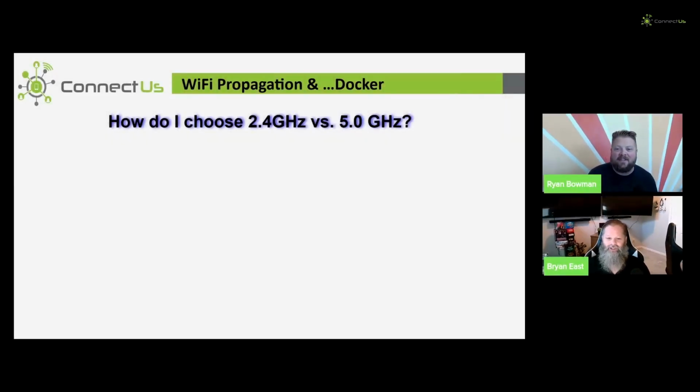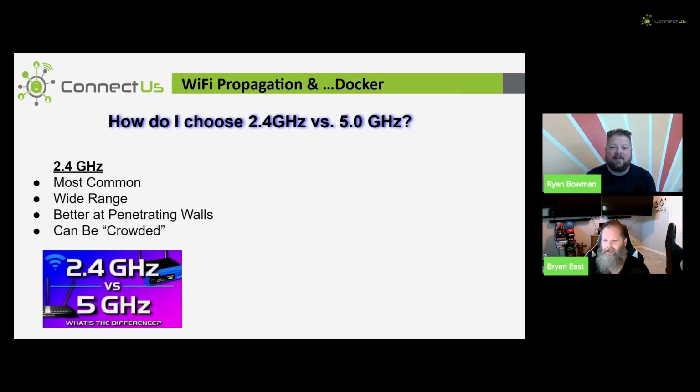Hey, and just for reference here, these two topics aren't specifically connected. They're two relatively smaller topics, so I thought we would combine them into one Tech Talk episode. All right, so first we'll talk about Wi-Fi. Specifically, how do I choose 2.4 gigahertz versus 5.0?